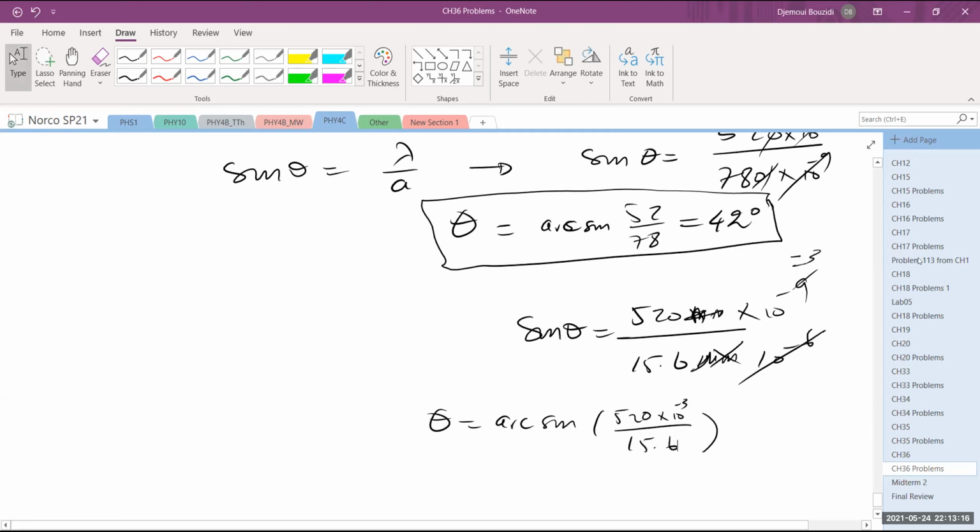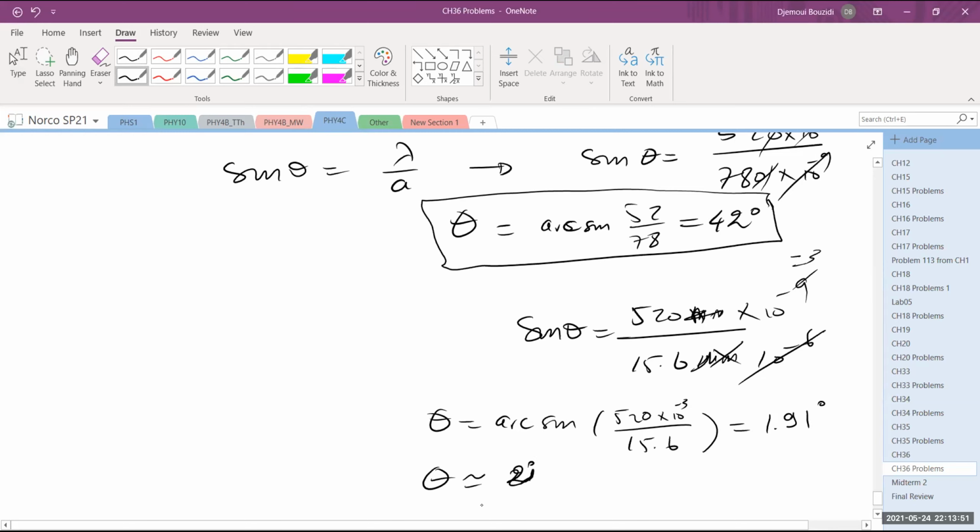Let me plug in the numbers in here in the calculator, and hopefully you're doing the same thing, not relying on my numbers. So I have 520 times 10 to the negative 3, which I could have done quickly, but it's fine, divided by 15.6. And the angle in degrees is 1.91 degrees. Theta is almost 2 degrees.